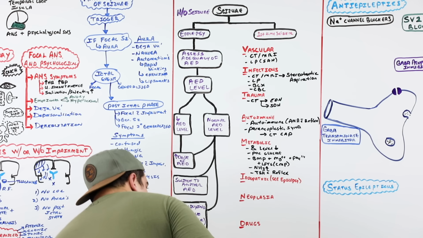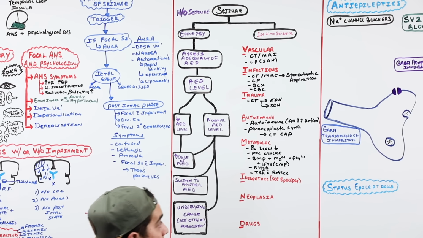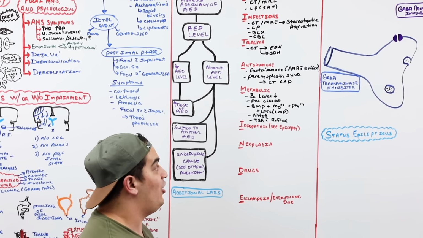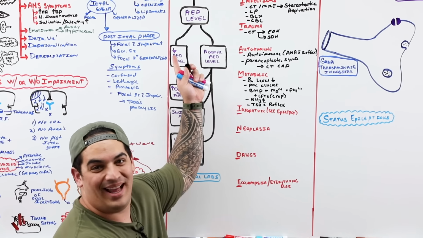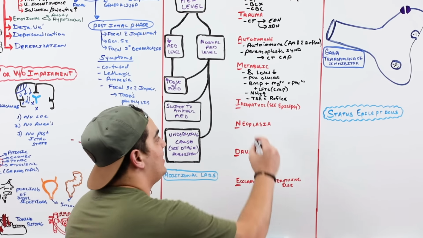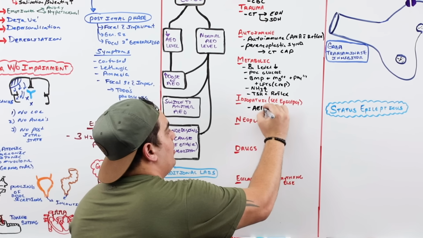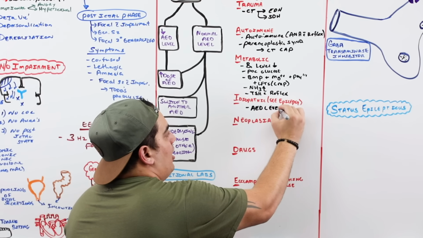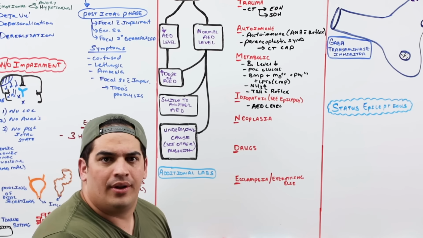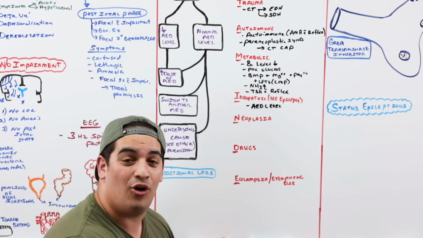The next one that I want you guys to think about as a potential cause, and how we're going to evaluate that, is idiopathic epilepsy. We already talked about that. You're assessing the anti-epileptic drug level and adequacy. And why is that important? These anti-epileptics, they're not always perfect.